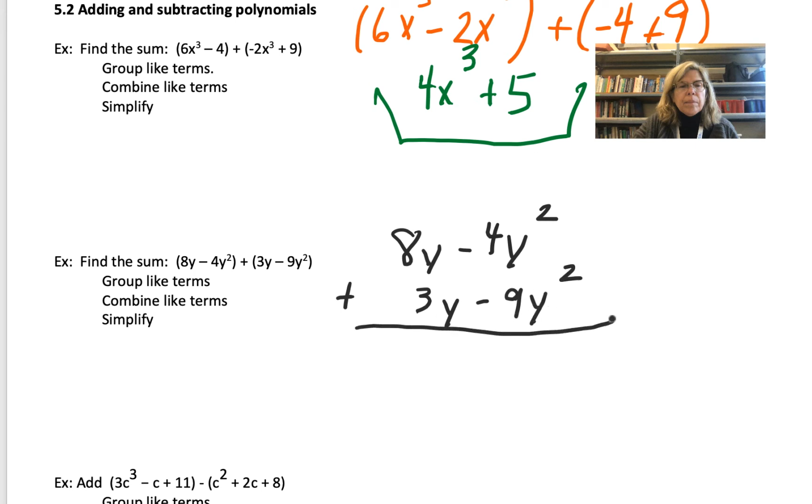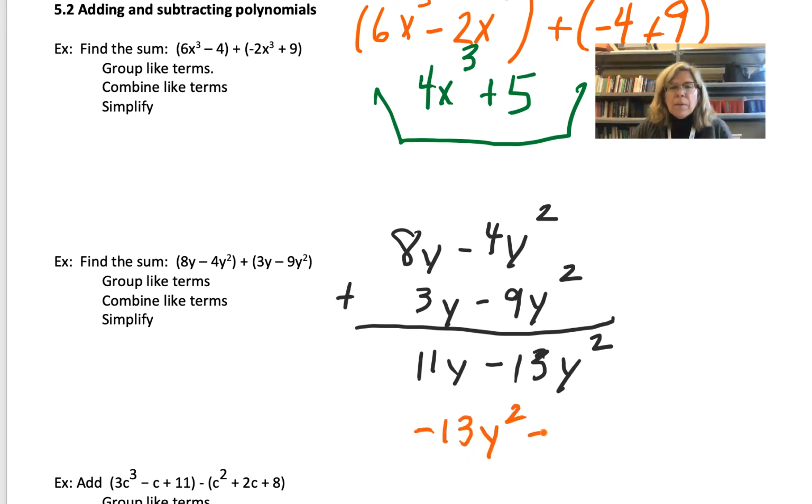Well, if you add those together, you add the like terms. So 8y plus 3y is 11y. And minus 4y squared minus 9y squared equals minus 13y squared. And that is your answer, except that we need to put it into standard form. And that is minus 13y squared plus 11y.